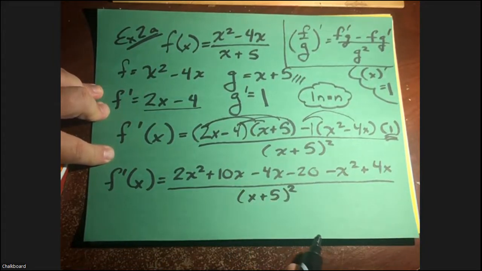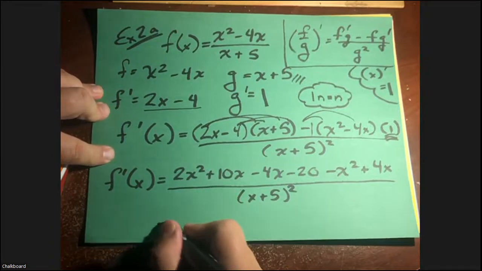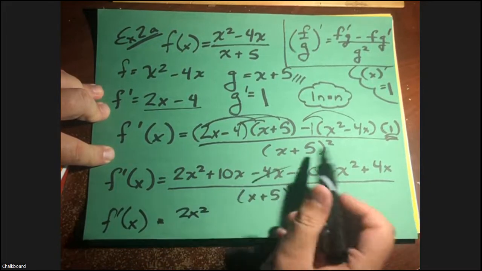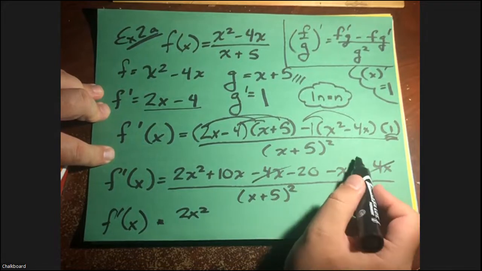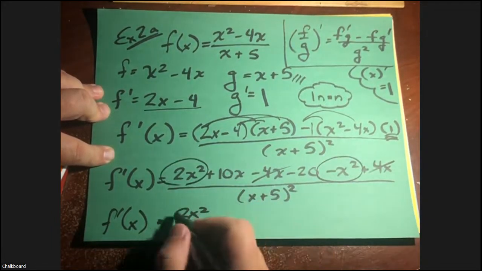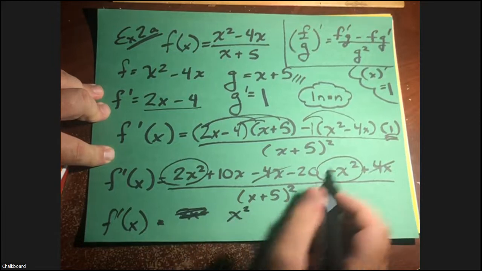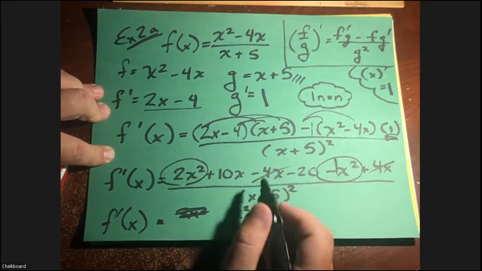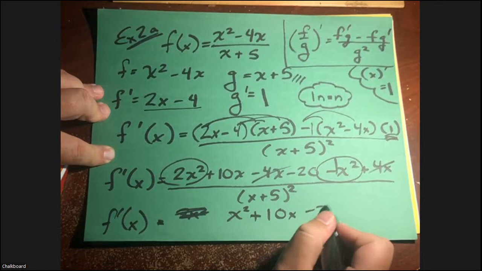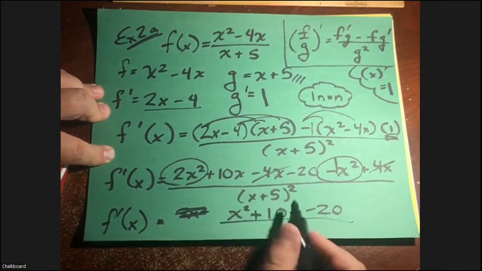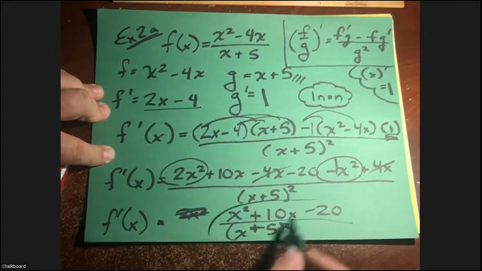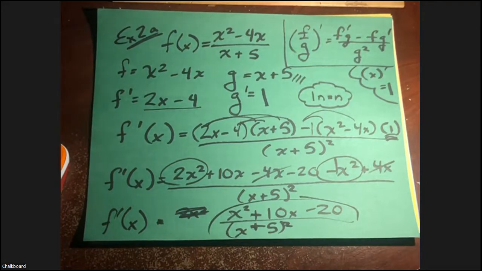Now, can we combine anything? Well, I do have one 2x squared term there. Then I have negative 4x and 4x. They cancel out very nicely. Oh, look, I do have a negative x squared. These come together. So it's really actually, sorry, x squared, because this is negative 1. 2 minus 1 is 1. It's 1x squared. The 4x and negative 4x cancel out. I have 10x and 20. And then on the bottom, I have x plus 5 quantity squared. This is the derivative we're expecting you to come up with using the quotient rule for this function. I hope that makes sense.